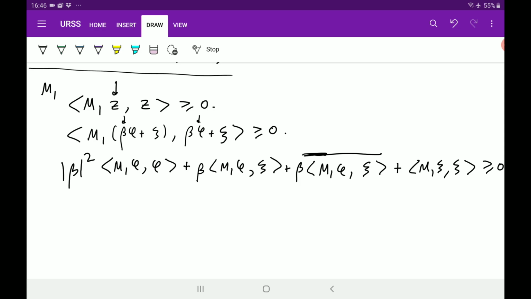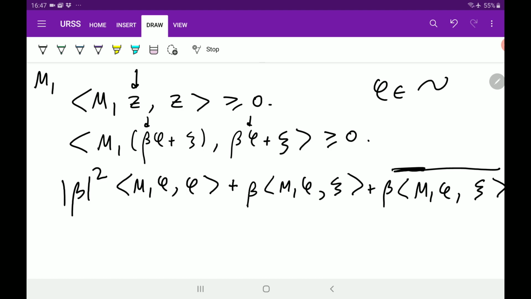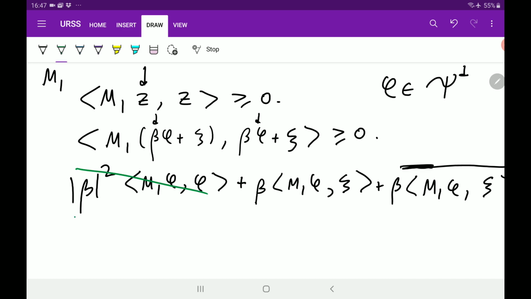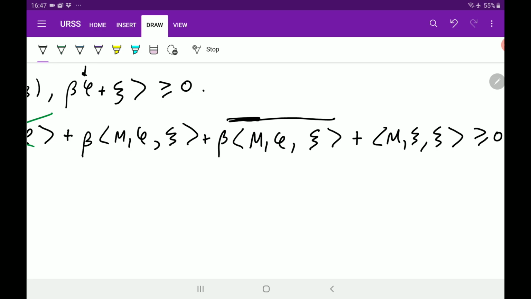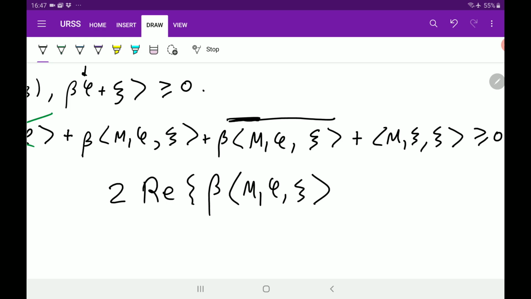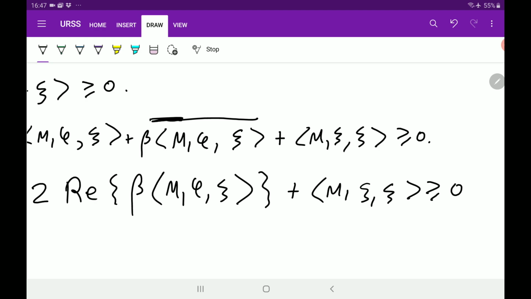So what does this tell us? Well, don't forget that phi is in the psi complement, so actually this is 0. We're left with this, and this is nothing but 2 times the real part of beta times the inner product of M1 phi with psi, plus M1 psi with psi, is greater than or equal to 0.